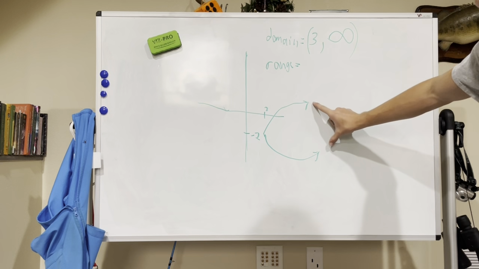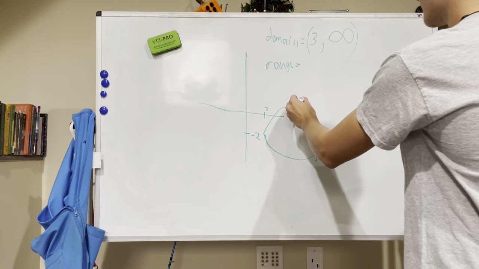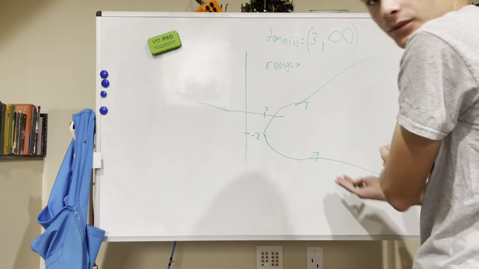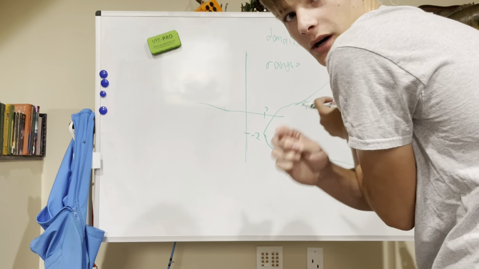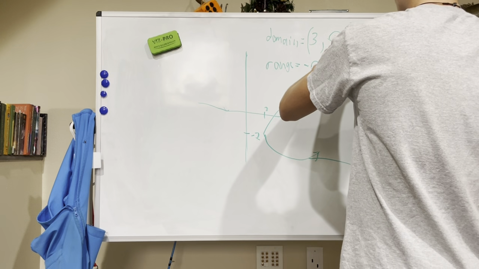Range. Now, try and figure it out on your own. All the possible y values. This extends infinitely. So your y numbers are infinite. You can reach every single possible y number by this. So negative infinity to infinity.